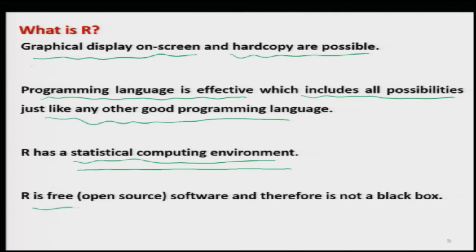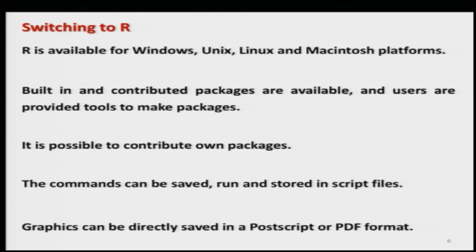And since R is a free software, that's an open source software, it is not a black box. Black box means that sometimes when we try to do some analysis in any software, many times we have no idea what the software is doing, but we get only the outcome. So R has an advantage that it is an open source software, so one can really look at what sort of tools have been used in the programming, how this outcome is coming, and what is the methodology or the programming language or the rules which have been used in getting that outcome.